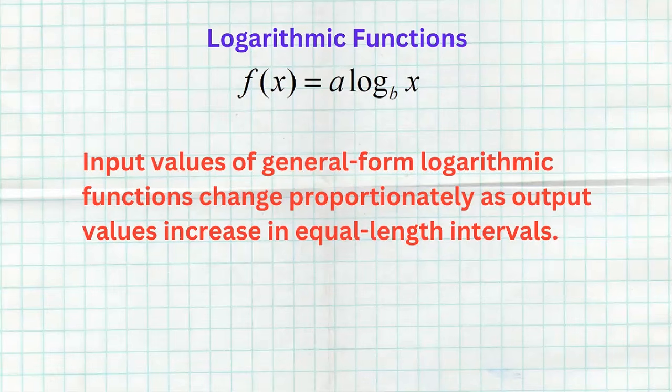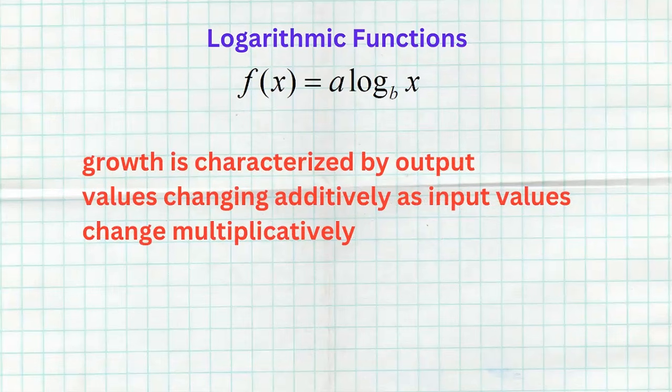It's the output values that are changing, increasing in equal length intervals. So again, an easier way of saying that is the growth here is characterized by the output values changing additively. The output values are going up, changing additively, as the input values are changing multiplicatively. So again, the inverse of an exponential function.